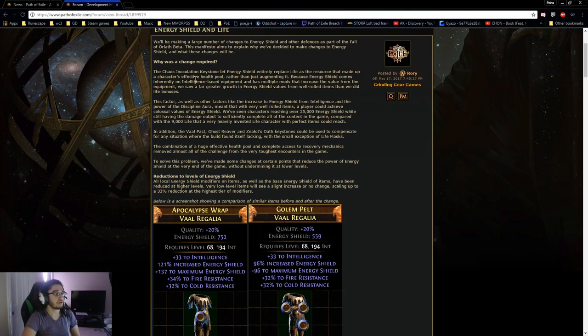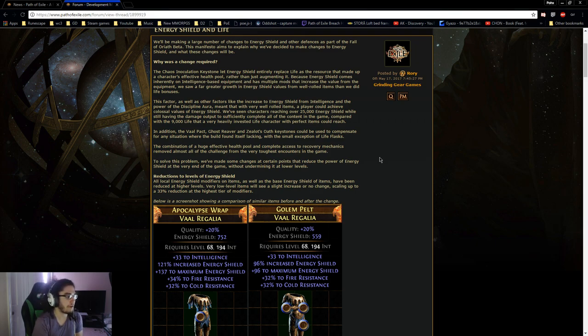Alright, the Chaos Inoculation keystone let Energy Shield entirely replace life as the resource that made up a character's effective health pool, rather than just augmenting it. Because Energy Shield comes inherently on intelligence-based equipment and has multiple mods that increase the values from the equipment, we saw far greater growth in Energy Shield values from well-rolled items than we did life bonuses. So an example of this is a Legacy Kaom's Heart, which is probably one of the rarest items in the entire game, so let's not even use that as an example. Let's use a Kaom's Heart. It would give 500 flat health. A mediocre chest piece can roll 500 ES and will go for less than 1 chaos towards the end of a league, whereas a Kaom's Heart would be multiple exalteds. Hundreds of chaos.